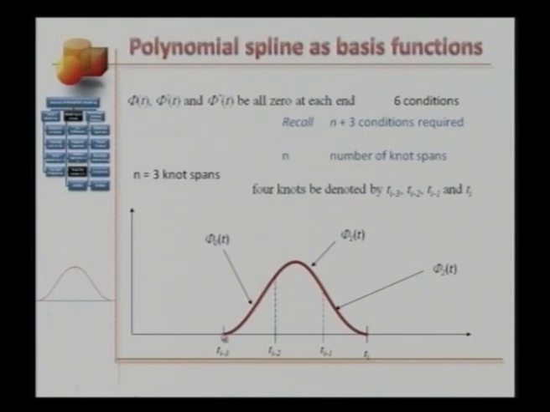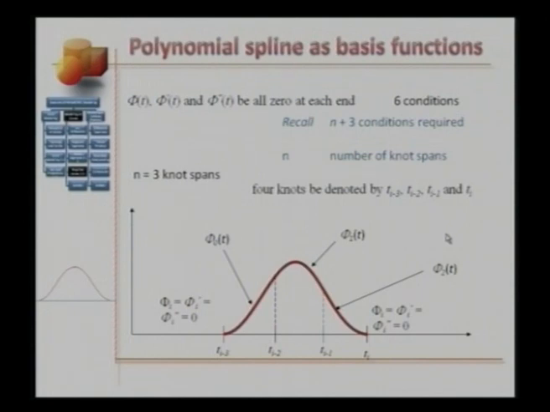Each segment will be standing over a single knot span. All we need to do is figure out what phi 0, phi 1, and phi 2 are. We start with the conditions that are given to us. The position, slope, and the second derivative are all 0 here. And likewise, the position, slope, and the second derivative here are all 0. With these 6 conditions and 3 knot spans, we should be able to uniquely determine what phi 0, phi 1, and phi 2 would be.